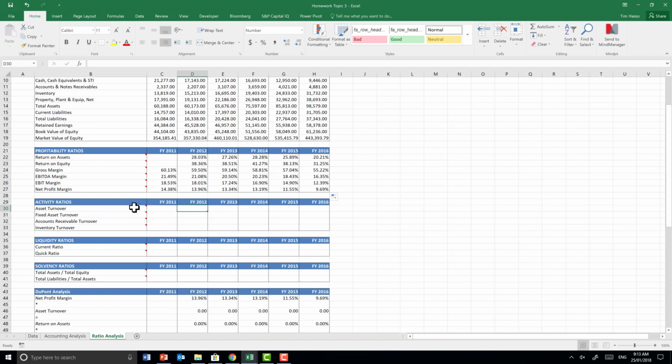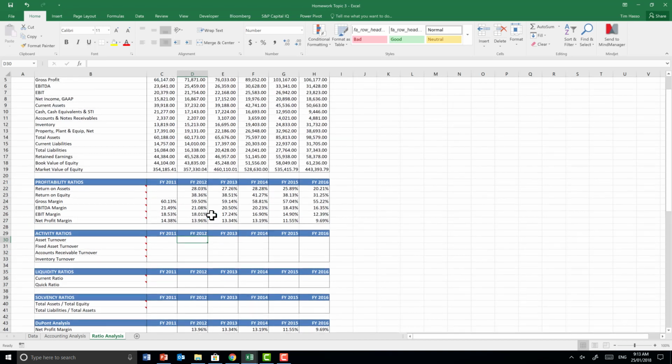So for example, for asset turnover, you see that it's revenue divided by total assets. And with any of the activity ratios, we do use balance sheet items, so you always do have to average the last 2 years. So we'll be only calculating from 2012 and onwards. So again, for asset turnover, you take a revenue and you divide it by the average total assets.